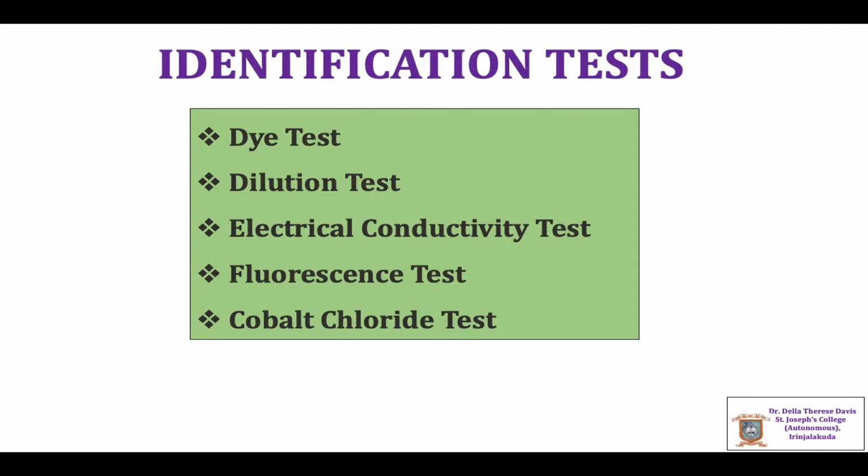The second test is the dilution test, in which the emulsion is mixed with some quantity of water. That is, it is diluted with water. If dilution readily occurs, it is oil in water type emulsion. And if we observe the added water in a separate layer, it is water in oil type emulsion.